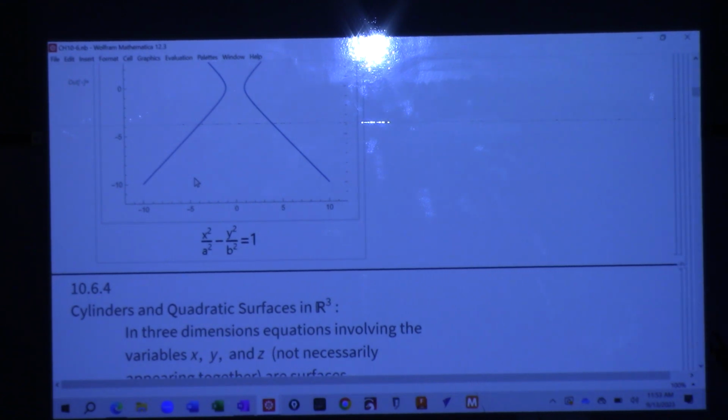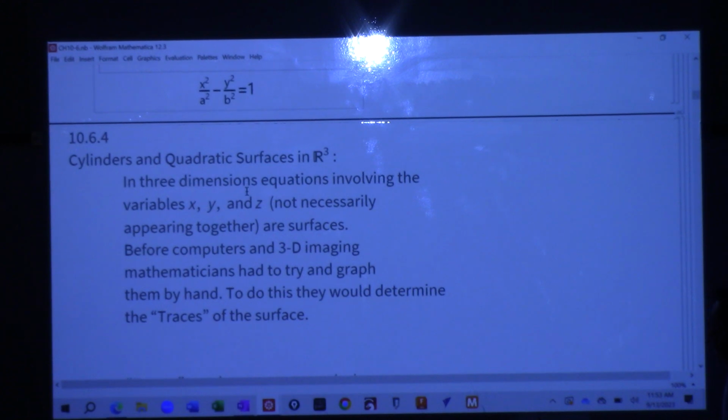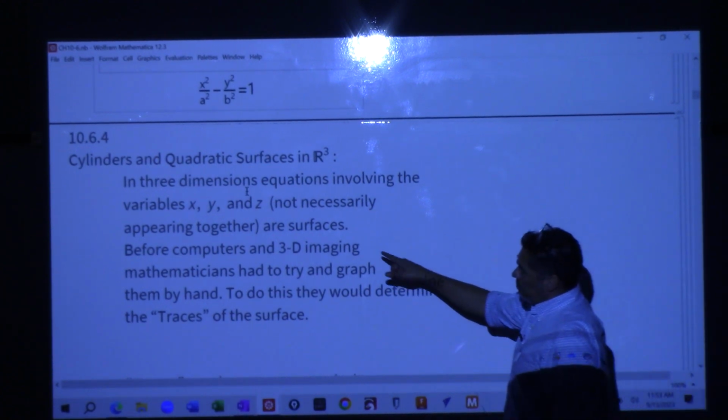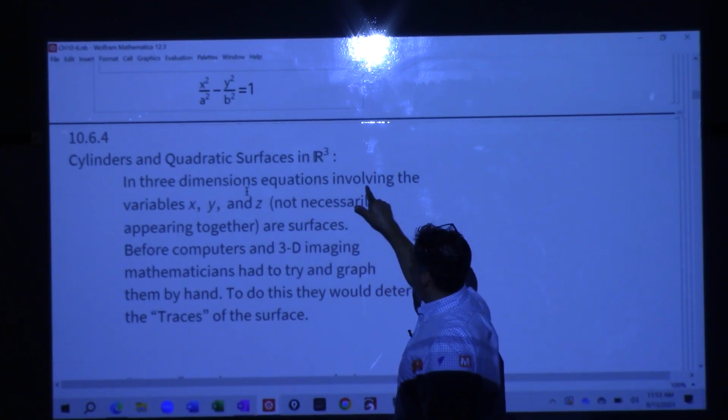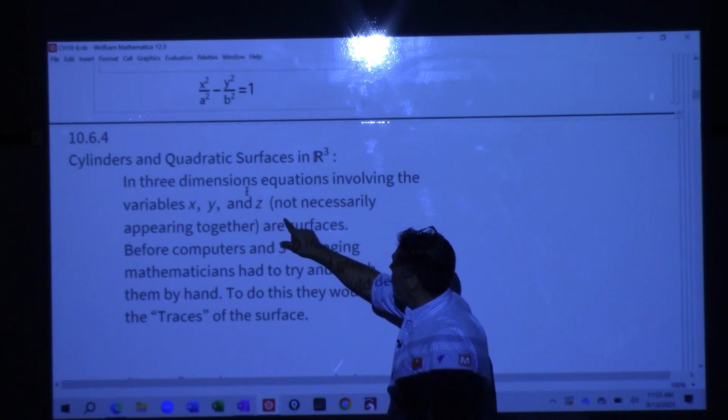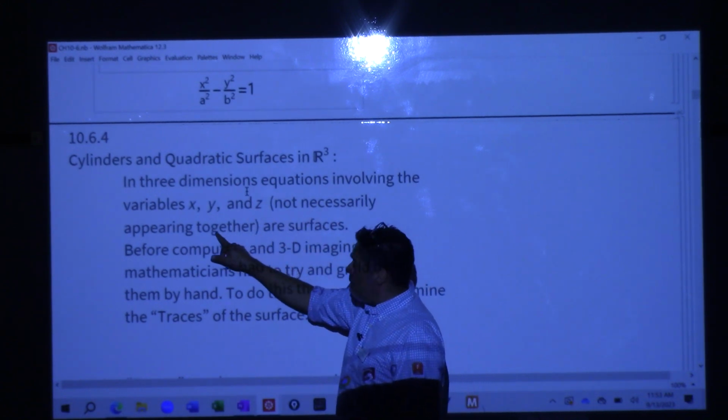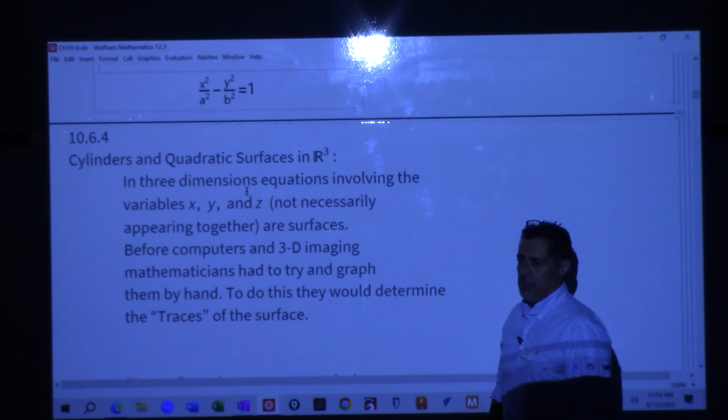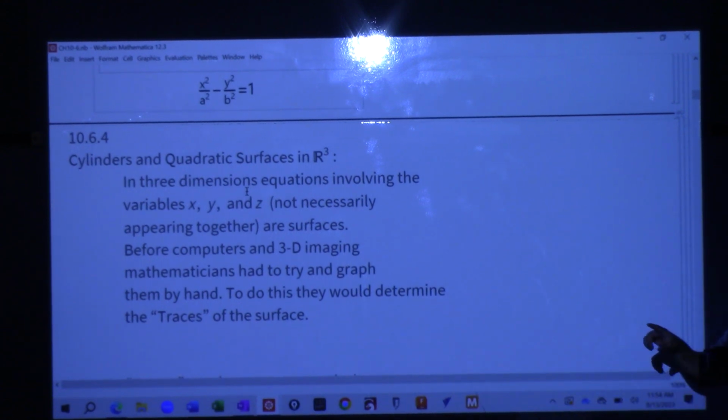But what if some of the variables are squared? What do we get? So we're going to look at them. In 3 dimensions, equations involving the variables x, y, and z, not necessarily all appearing together, are surfaces. So anytime you have an equation that has x, y, and z in it, and you're looking in 3-dimensional space, you're going to be looking at a surface, not a solid, a surface.